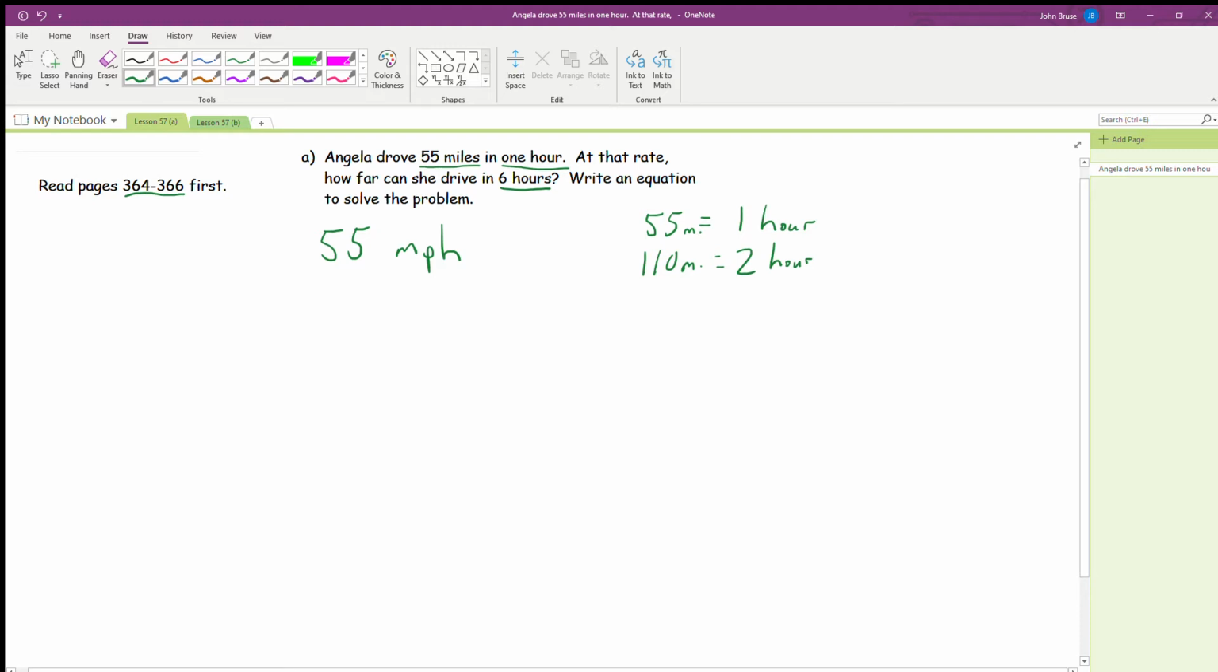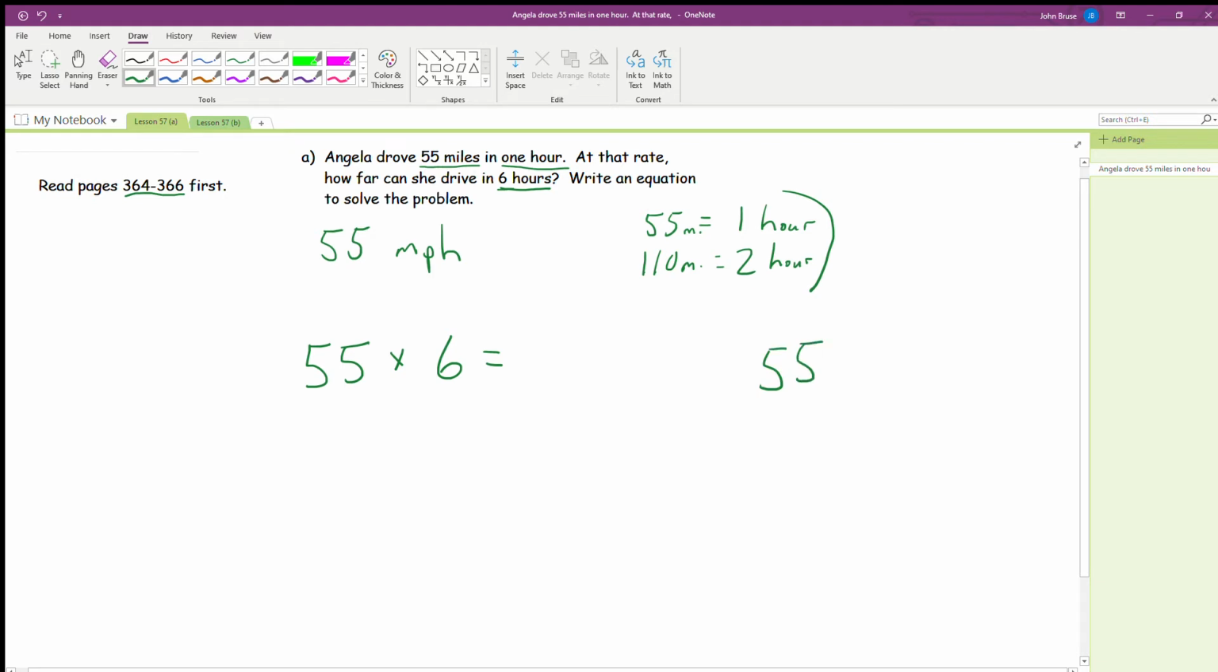So we know that if I multiply the hours, because we showed that over here, times the distance traveled in an hour, we can find out how far they traveled in the total hours. So this equation would look like 55 miles times 6 hours, and that should give us how far she traveled in 6 hours if we solve that. So we're going to solve this problem over here.